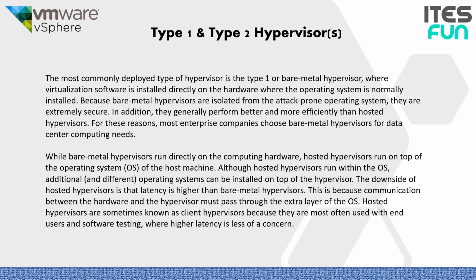So what are the differences if we consider type 1 and type 2 hypervisors? The most commonly deployed type of hypervisor is the type 1, or bare metal hypervisor, where virtualization software is installed directly on the hardware where the operating system is normally installed. Because bare metal hypervisors are isolated from the attack-prone operating system, they are extremely secure. In addition, they generally perform better and more efficiently than hosted hypervisors. For these reasons, most enterprise companies choose bare metal hypervisors for data center computing needs.